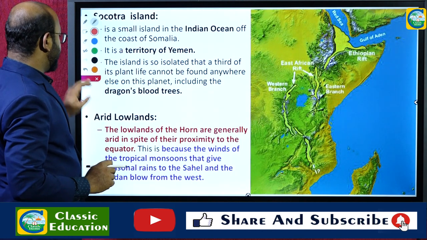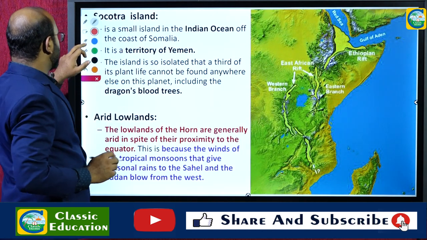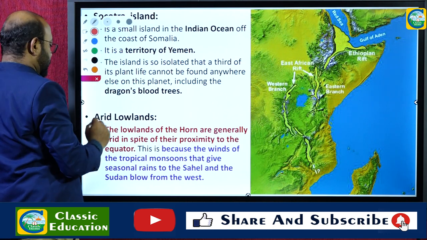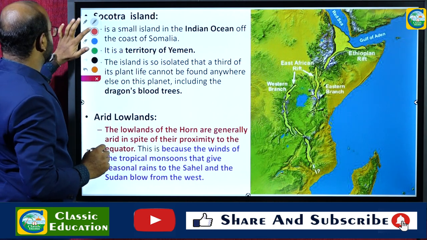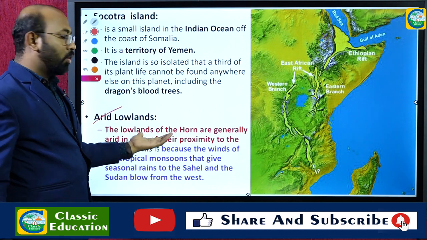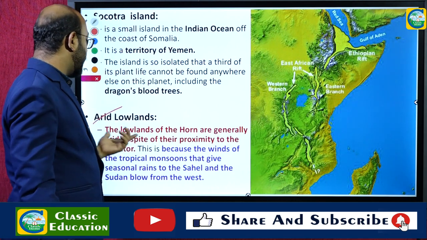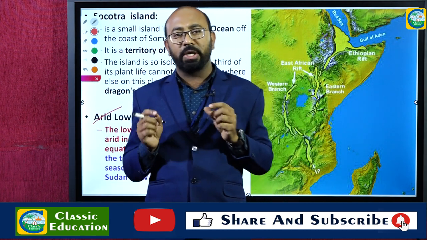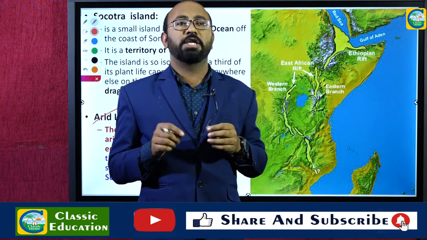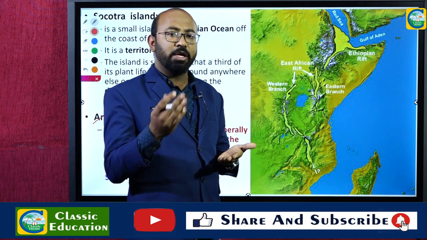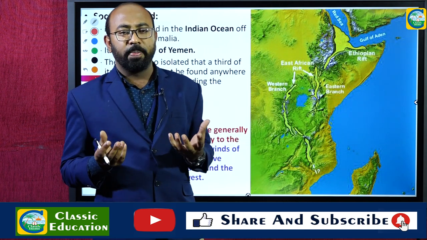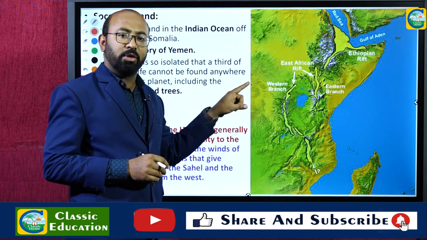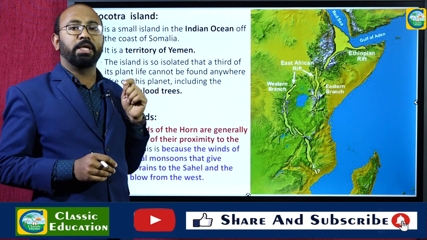Now, the next very important feature, the characteristics of this region, is the arid lowlands. The lowlands of the Horn are generally arid in spite of their proximity to the equator. Especially the areas which are very near to the equator experience high rainfall, right? There is high humidity, there is high sunlight also. But unlike the equatorial regions, though this is located in the same equatorial region, this is known for aridity.